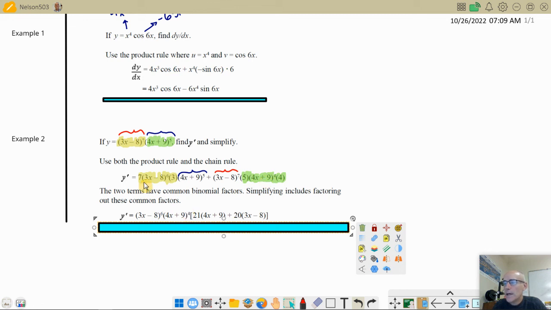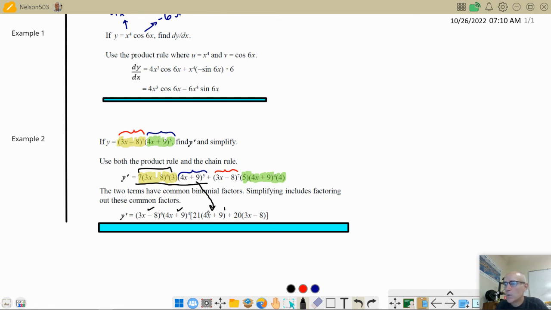Now, what is left in this term right there? Let me put a different colored underline, like maybe a black underline under this term. What's left after we factor out 6 of these guys and we factor out 4 of the 4x plus 9s? Well, there's one 4x plus 9. See, there's one of them right there. And 3 times 7 is 21. So there's the 21 right there.